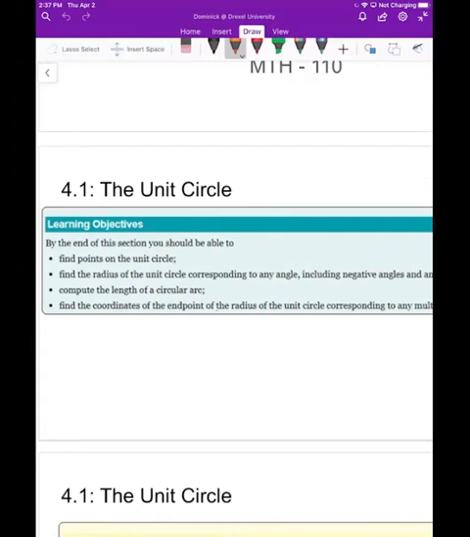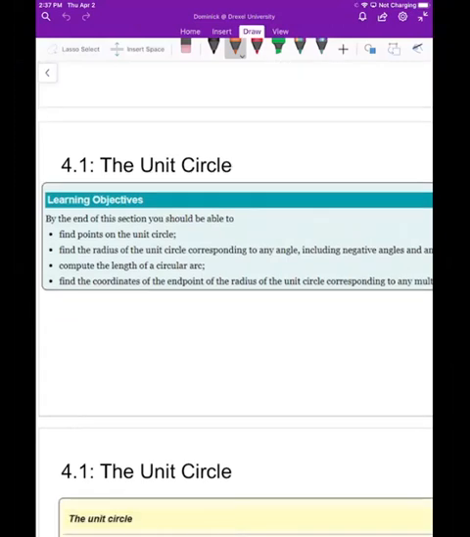All right. So what I want to be able to do in this section is talk about how to find certain points that are on the unit circle. We'll talk about how to find where the radius of a unit circle is corresponding to any angle. And of course, we can talk about negative angles and angles that are bigger than one full revolution. We'll also talk about how to find the length of a circular arc, and how to find the coordinates of an endpoint for any radius of a unit circle.